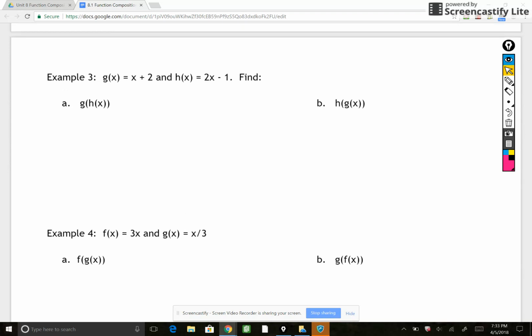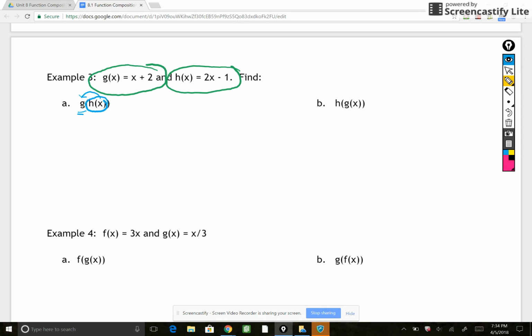Alright, now let's look at if you just plug a function into a function. So for example 3, g of x is x plus 2, and h of x is 2x minus 1. If you look at A, h of x is in the middle, and g of x is my outside function. What they want you to do is plug the one on the inside into the one on the outside.